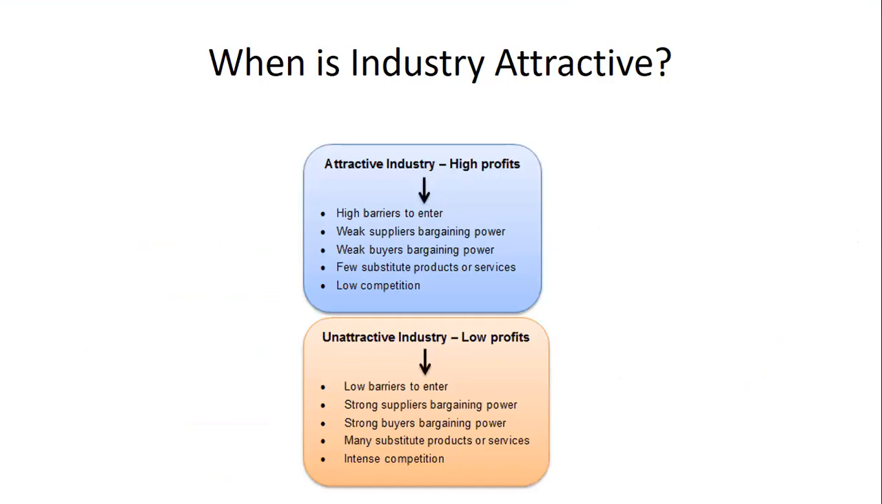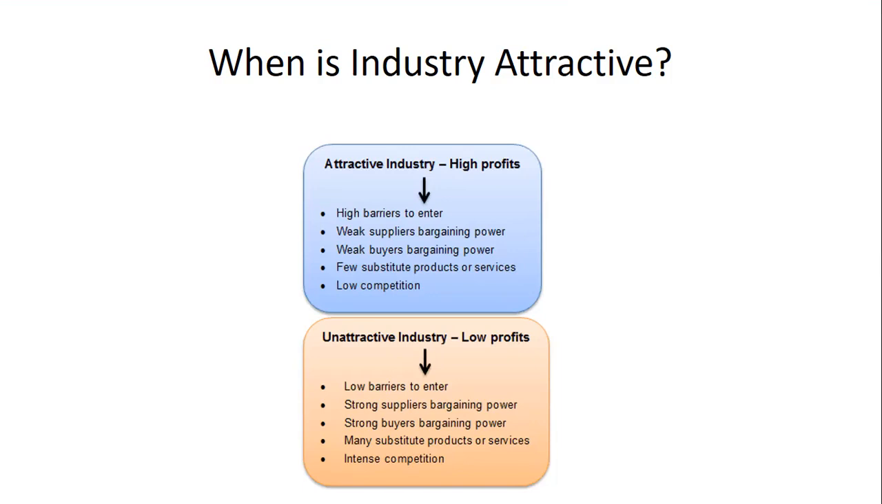Now let's see what exactly it is. When is an industry attractive in this situation, and when is it unattractive, you can say. So attractive indicates high profit, unattractive indicates low profit. So when we talk about high profits, that has high barriers to enter, weak suppliers' bargaining power, weak buyers' bargaining power, few substitute products or services, and low competition.